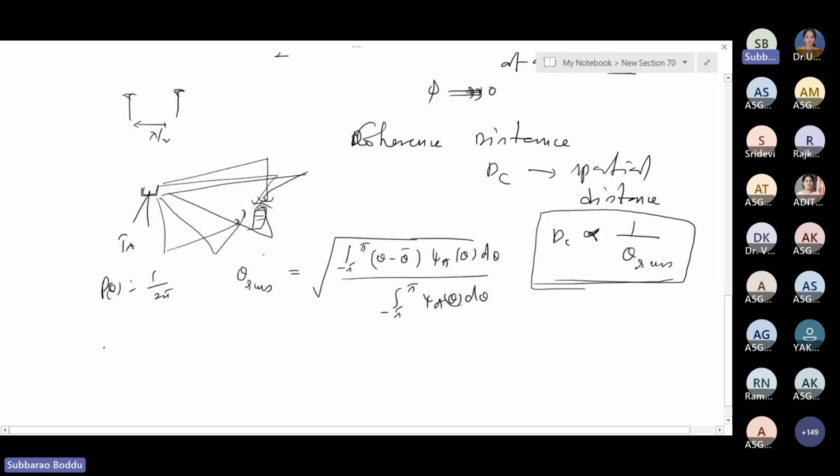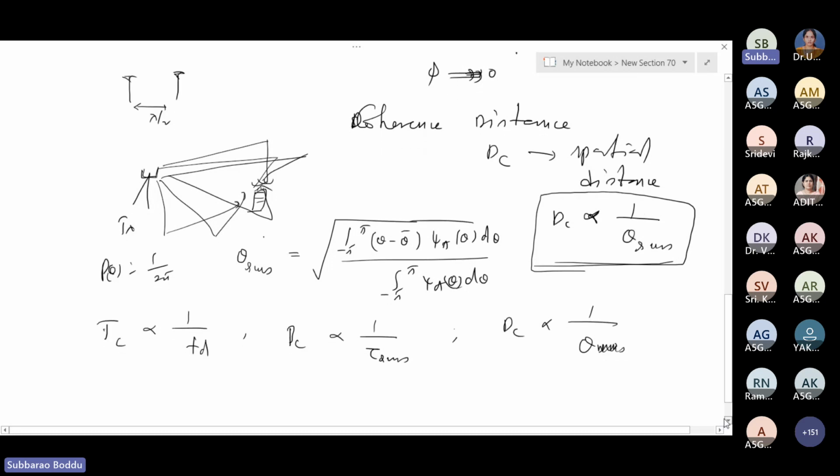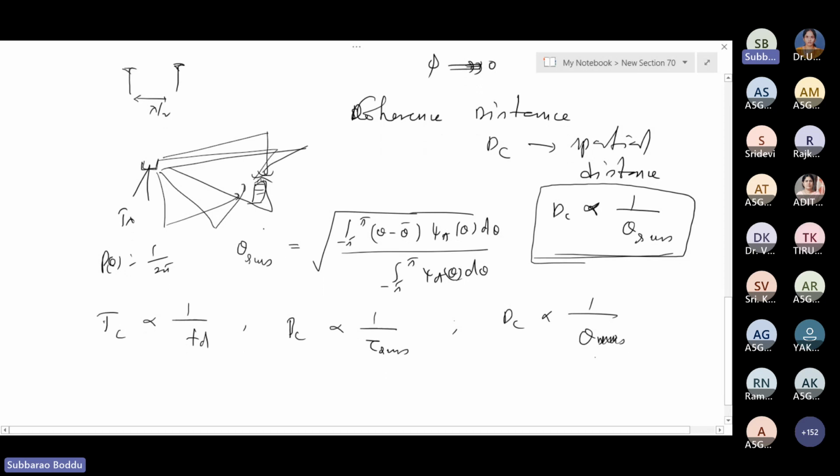So for the time variability of the channel, we define the coherence time Tc, proportional to the Doppler spread or Doppler frequency. For frequency variability, we define the coherence bandwidth, which is 1 by tau RMS, inversely proportional to the RMS delay spread of the channel. In the space domain, the coherence distance is inversely proportional to theta RMS, the angular spread we just defined. The more the distribution of angular spread, the less the coherence distance, and vice versa.